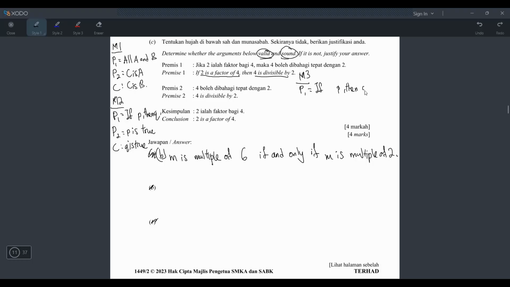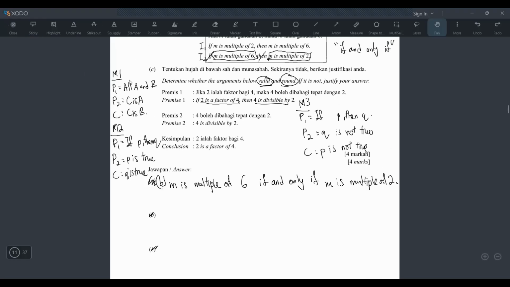But look at the premise 2, be careful. In this premise 2, I will mention Q is not true, and then the conclusion, P is also not true. So we have 3 models here. If the argument follows any of these formats, then we say valid.